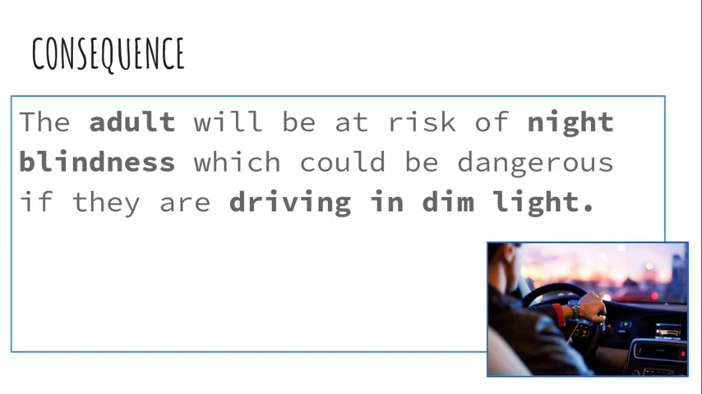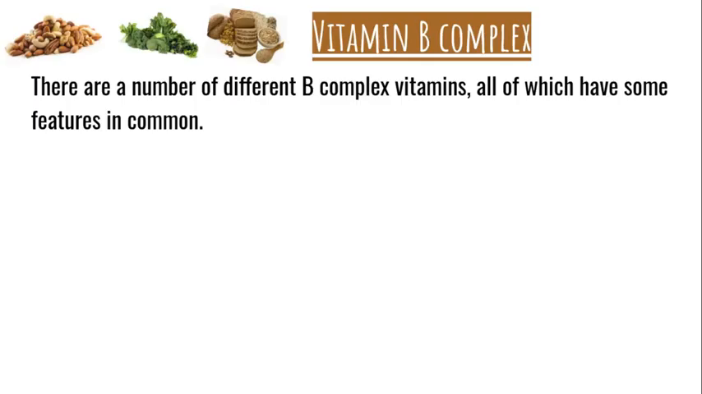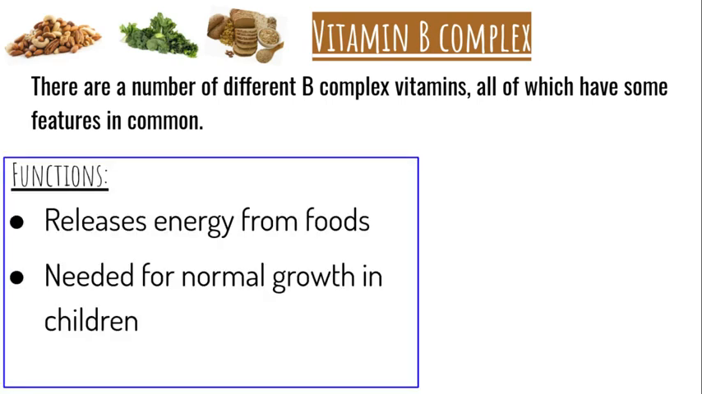Moving on to the vitamin B complex. There are a number of different types of vitamin B within the vitamin B complex or vitamin B group, all of which have some features in common. A common function of the different types of vitamin B in the group is that they release energy from foods like carbohydrates and proteins. They're also needed for normal growth in children as well.